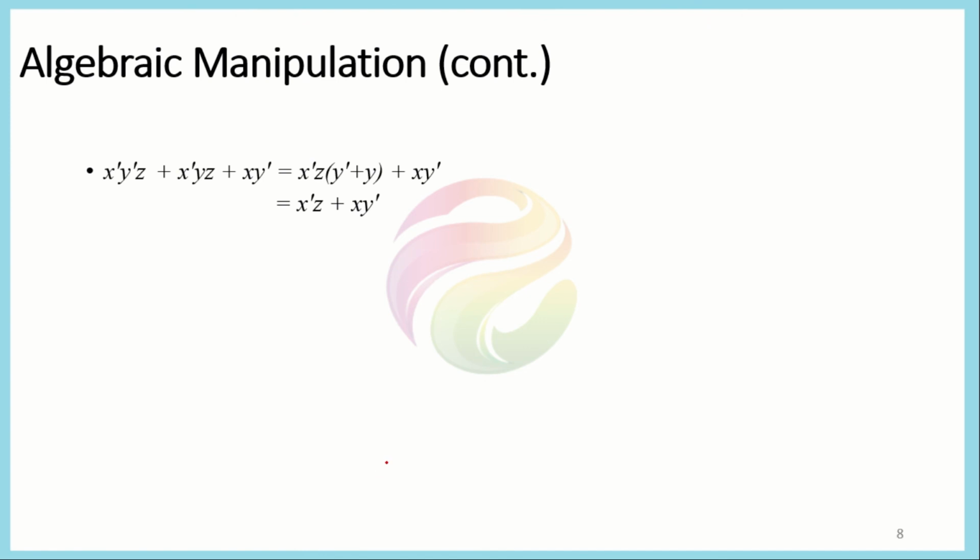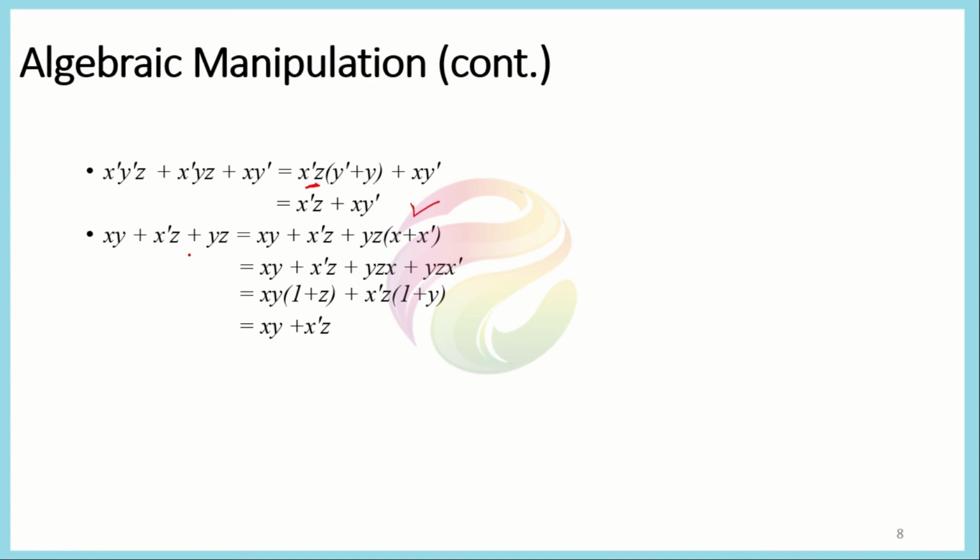Now we will do certain other examples. Suppose we have a Boolean function like this one here. What we do is we can see that we can take this x complement z term common from the first two terms, which will result in y complement plus y, and we have seen that it is equal to 1. So the final result is this one. So again, we have managed to reduce both the number of terms and the number of literals here.